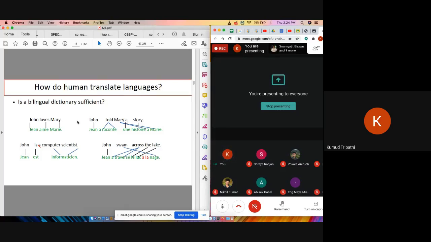Similarly, suppose you have English to French and now you want to convert English to Hindi, that is not possible. So for that, you need to have a multilingual dictionary. So that is a different task, but now you need to understand which one is more efficient.